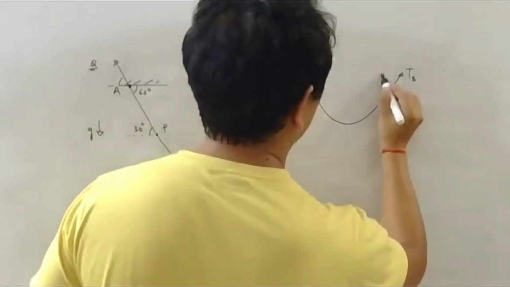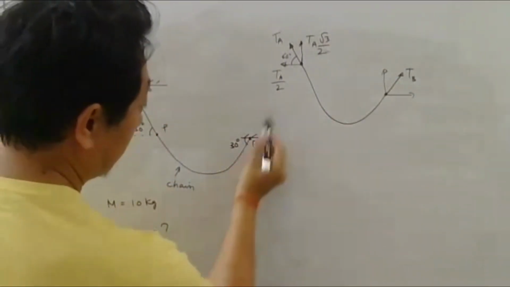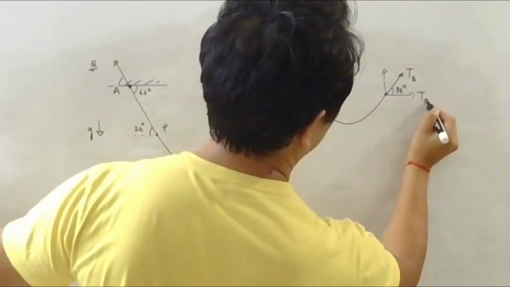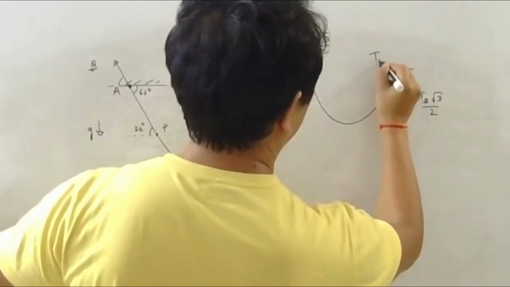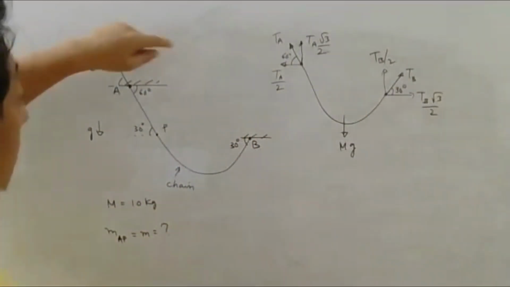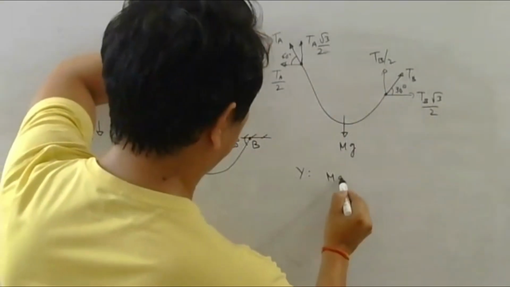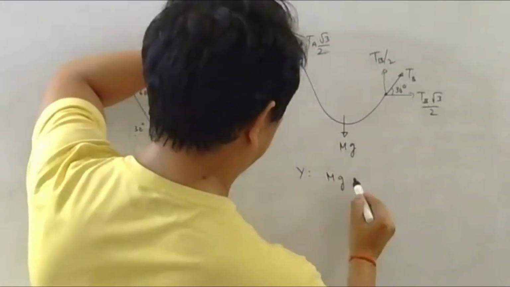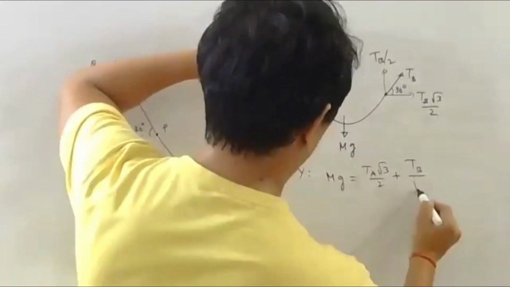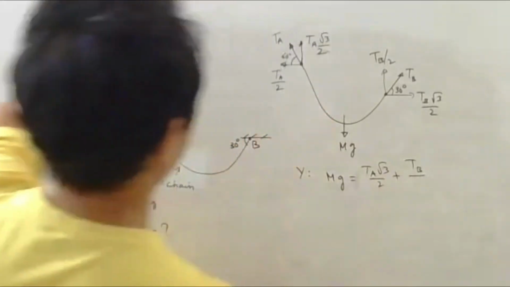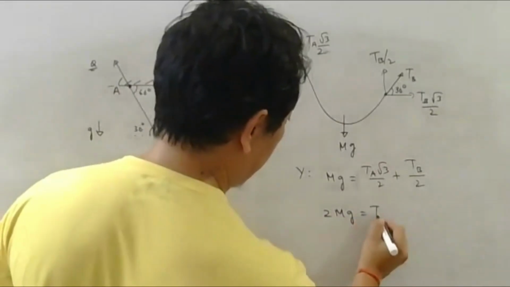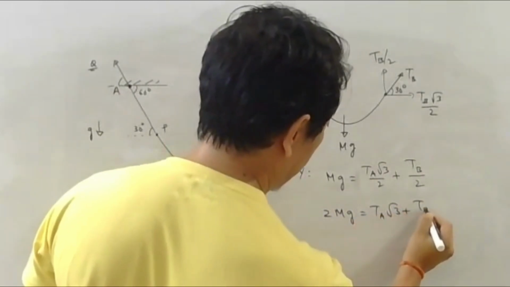Similarly, TB, you take components. With horizontal, this rope is making 30 degree. So with horizontal 30 degree, TB cos 30, TB sin 30 and mg, right? So balance the forces along y-axis. mg will balance TA root 3 by 2 plus TB by 2. Okay, so if you multiply with 2, 2 mg will be TA root 3 plus TB.